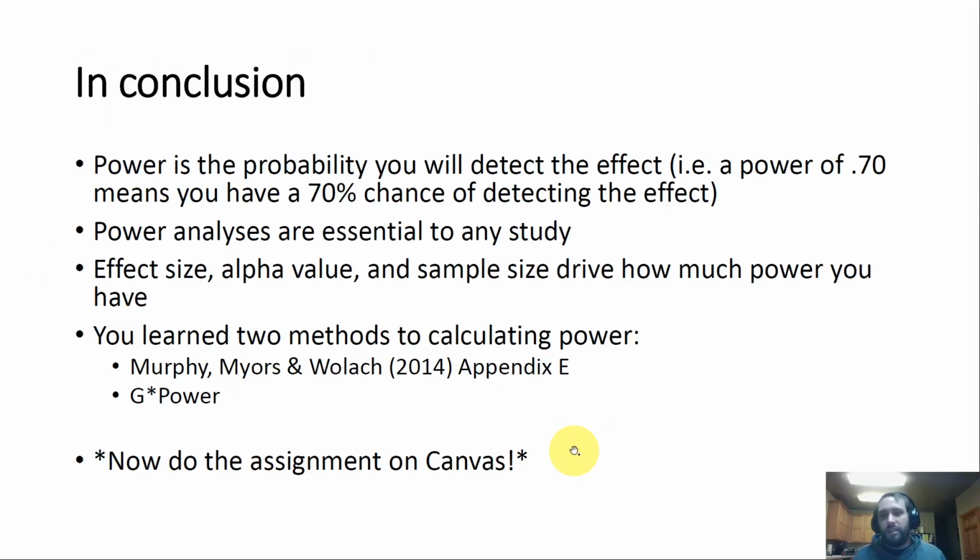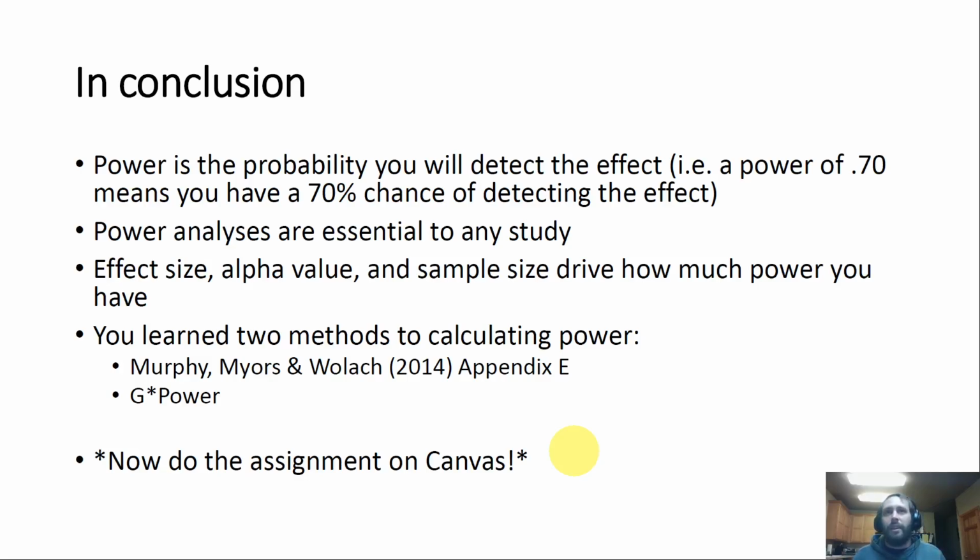So in conclusion, again, power is the probability of being able to detect an effect given that the effect is there. So I know I've been using 0.8 this whole time. I'm going to switch it up and say a power level of 0.7 means you have a 70% chance of detecting the effect. Power analyses are essential to any study. Please, before you do a study, do a power analysis. It's so essential. Determine what your group size is going to be.